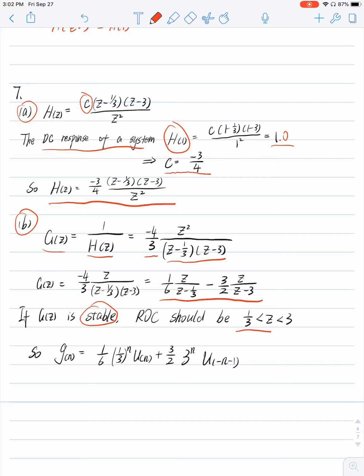So it's obvious that |z| should be greater than 1/3 and smaller than 3. It means the first part of G(z) should be a causal system, and the second part is an anti-causal system. Thus, g[n] equals 1/6 times (1/3)^n times u[n] plus 3/2 times 3^n times u[-n-1]. That is the solution to problem 7.